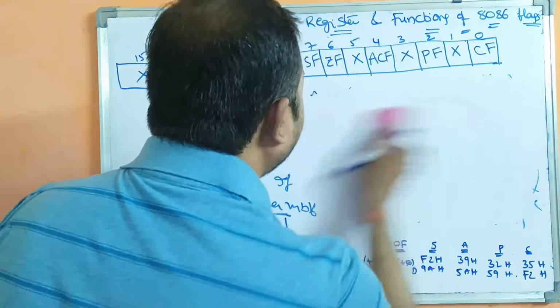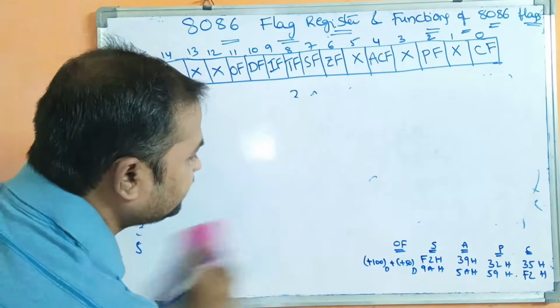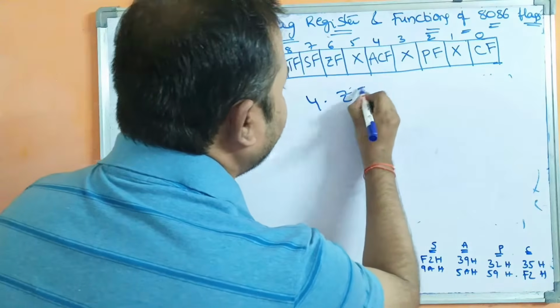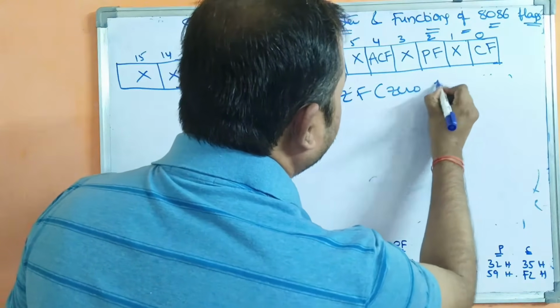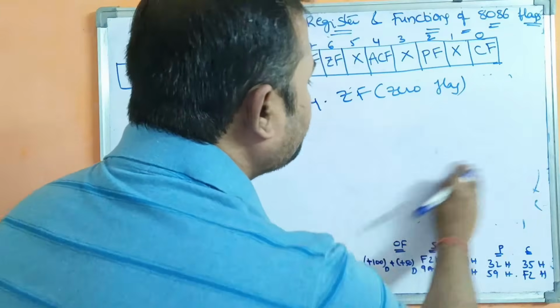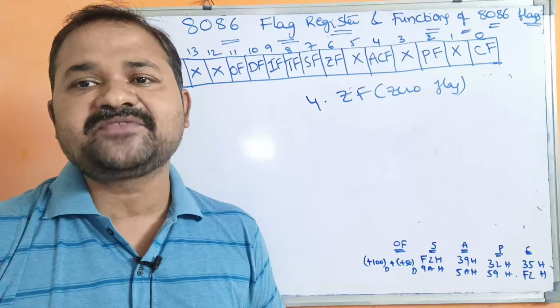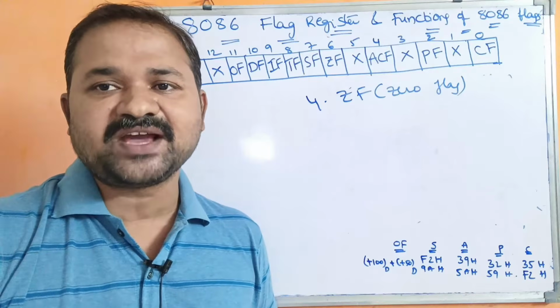Next flag is the Z flag. So Z stands for zero flag. So what is the fourth one? ZF. So ZF stands for zero flag. After performing the ALU operation, if we get the result as 0, then the zero flag will be set. Otherwise, the zero flag will be reset.